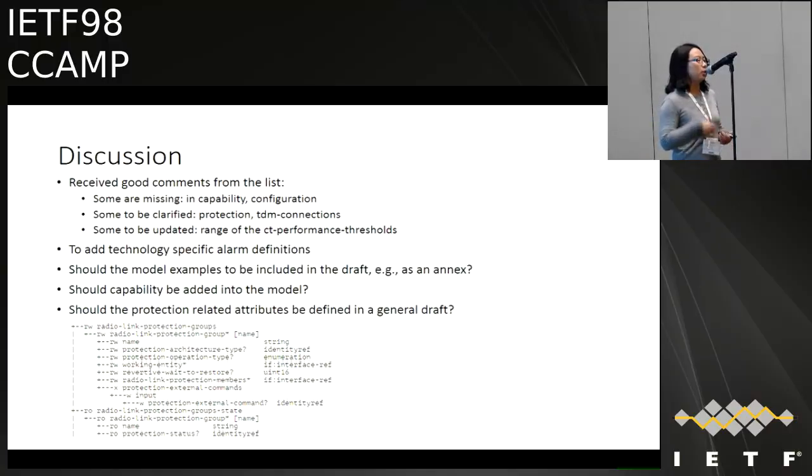This is a question regarding, for example, if the model defined a function with A, B, and C, but this particular network element can only support A and B. Should the network element report that its capability is only A, B, and that it is not allowed to configure C? Or, another way is that if I receive the configuration on function C, I just return an error message, and that's done. So we are not quite sure which approach will be better.